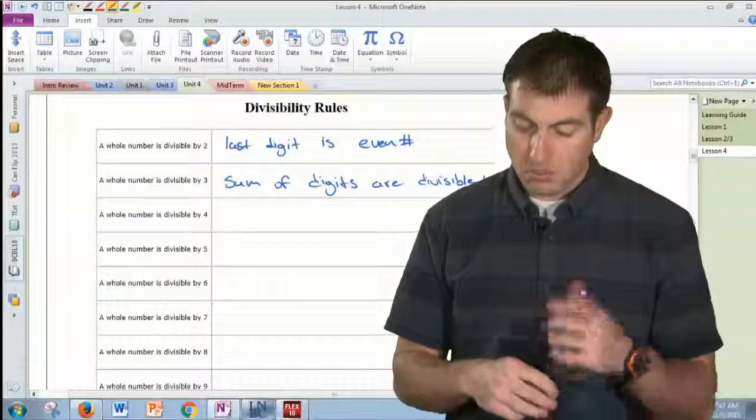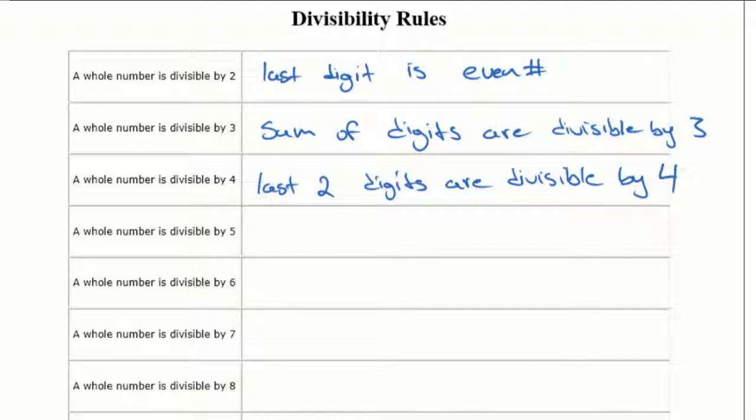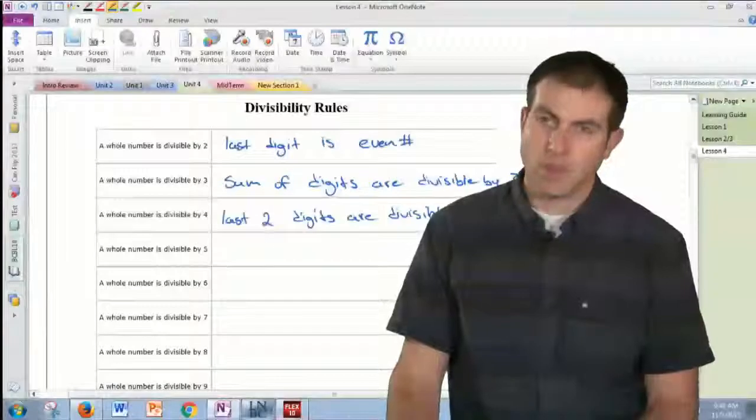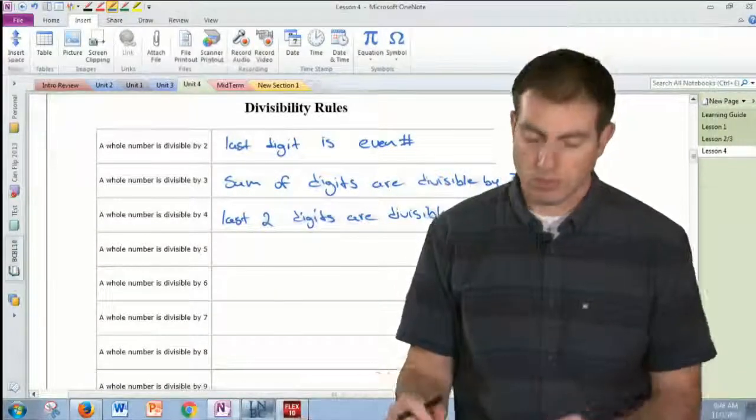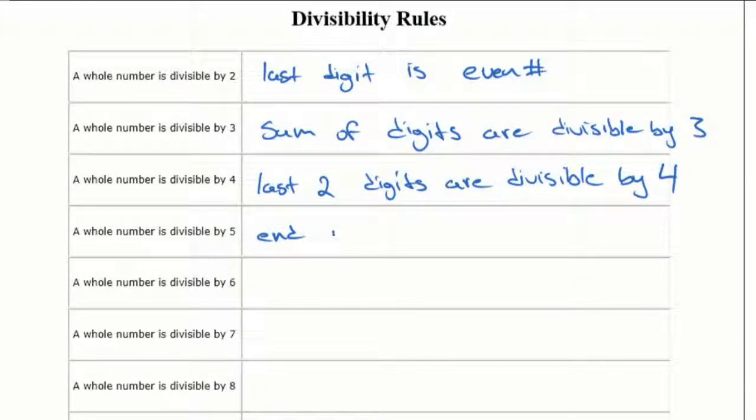A whole number is divisible by 4 if, this doesn't happen as often, the last 2 digits are divisible by 4. So if you have a big, long number, doesn't matter what all the numbers are, if the last 2 numbers are divisible by 4, then the number is divisible by 4. 5, this one's a little more common. It has to end in a 5 or a 0.